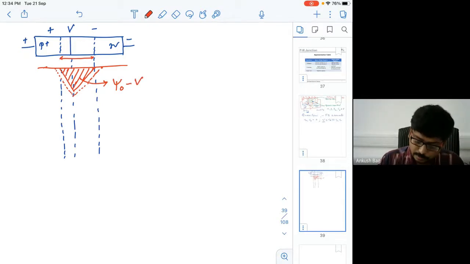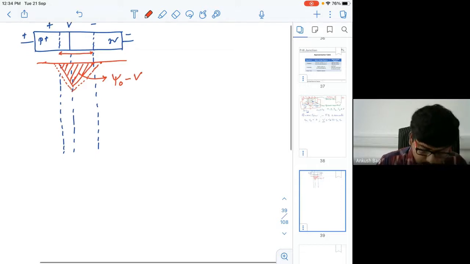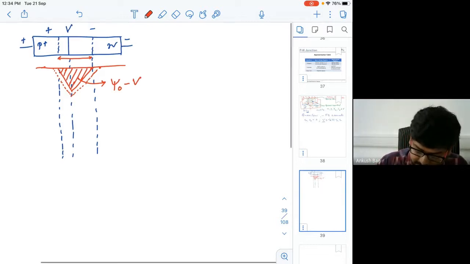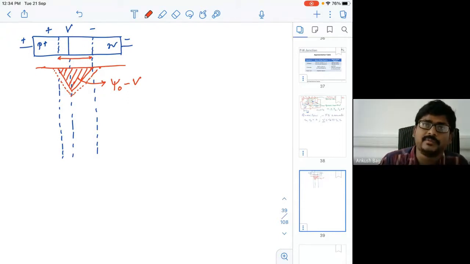Okay, so I hope this is clear. And so this is the electric field distribution. Now there is another approximation we have seen in the previous lectures, that is the depletion approximation.